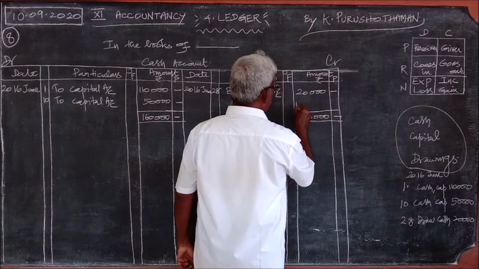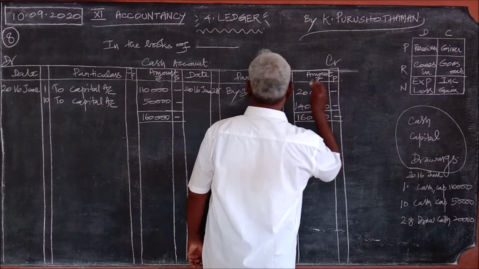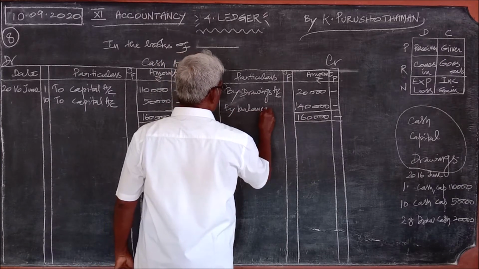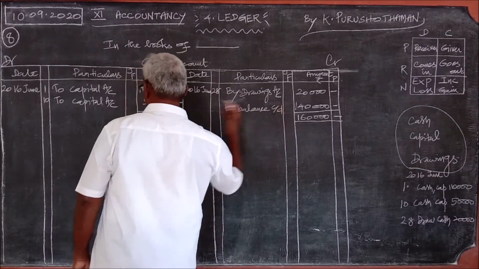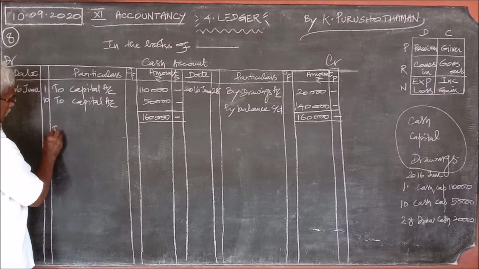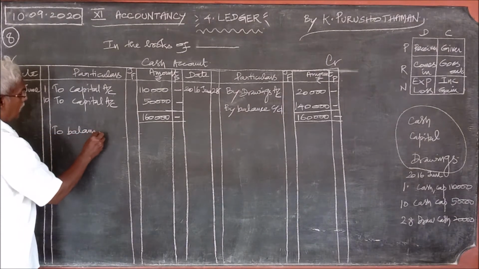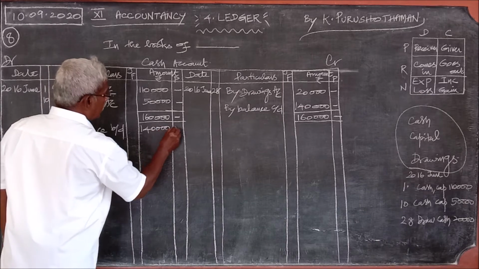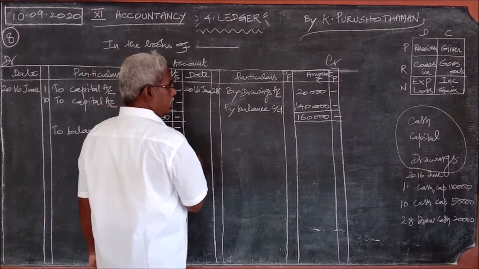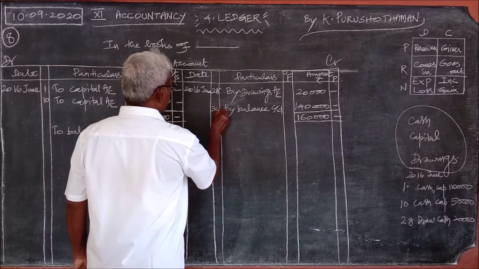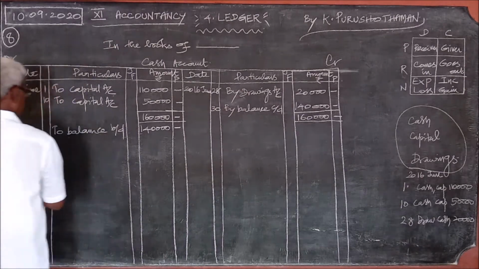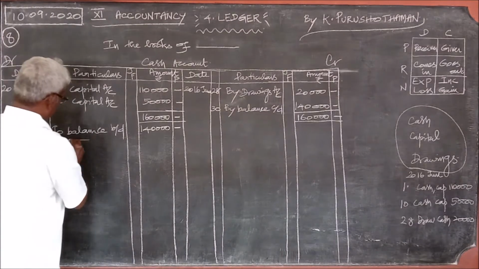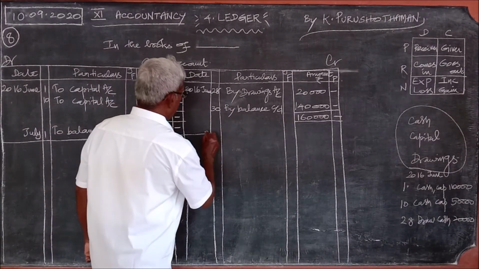And how much is missing? That is the balancing figure, 1,40,000, right? Then against the balancing figure, you should write by balance carried down. And on the opposite side, to balance brought down. The same carried down amount, 1,40,000. For carried down, the last date of the month, June 30, and for brought down, the next month's first date, July 1st. With this, the first ledger, cash account ledger, is over.